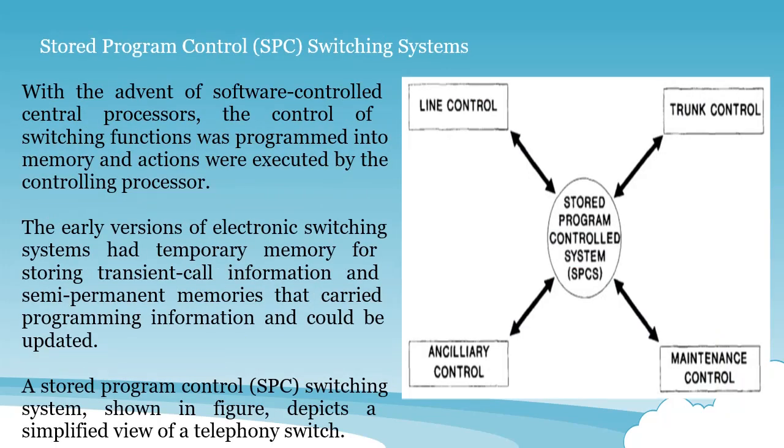Now we will discuss the stored program control, SPC, switching systems. With the advent of software-controlled central processors, the control of switching functions was programmed into memory and actions were executed by the controlling processor. The early versions of electronic switching systems had temporary memory for storing transient call information and semi-permanent memories that carried programming information and could be updated. A stored program control, SPC, switching system, shown in figure, depicts a simplified view of a telephony switch.